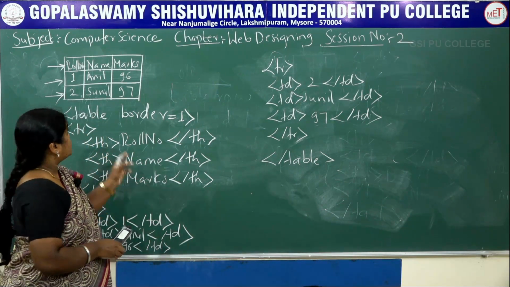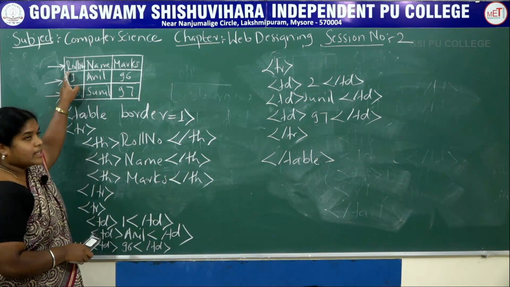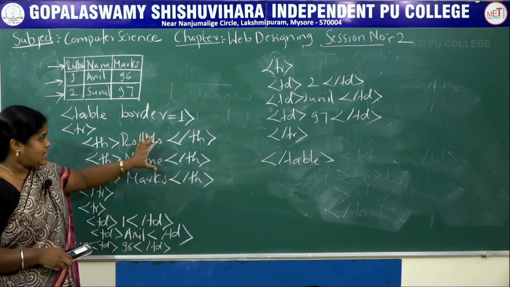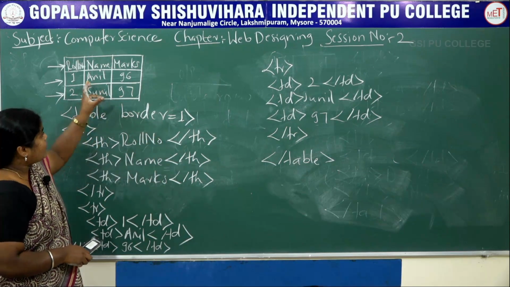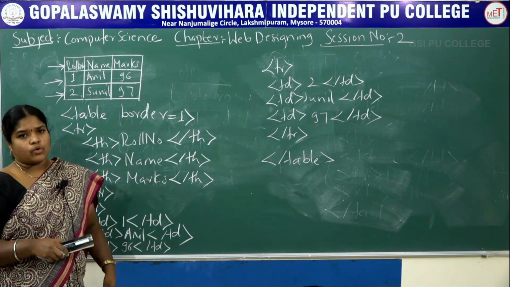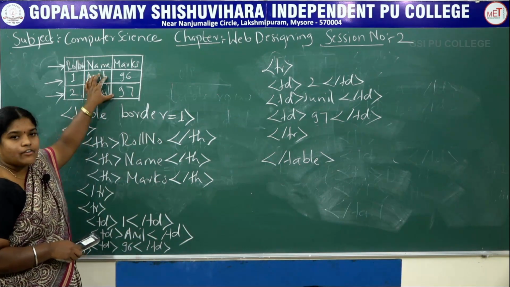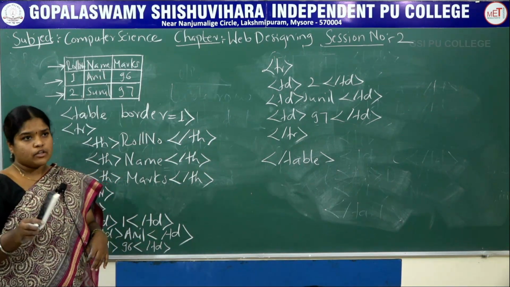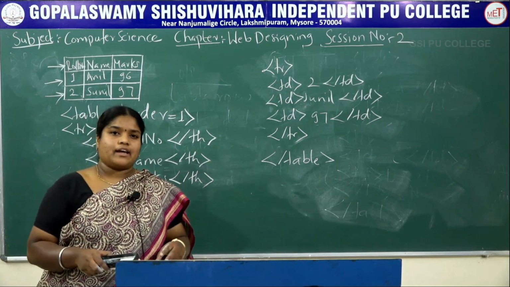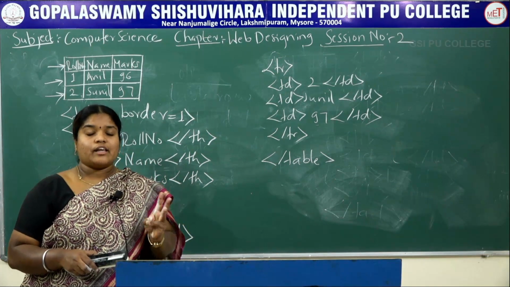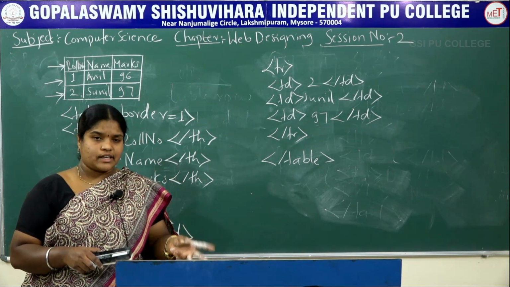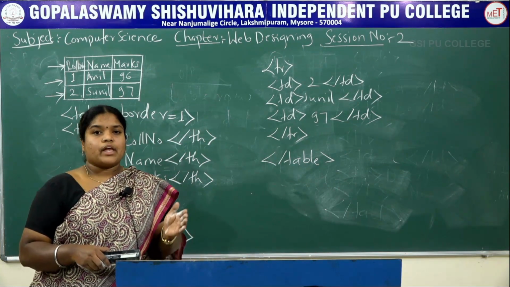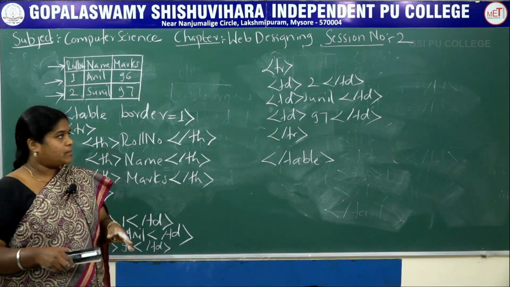I hope it is understood. So the first row is entirely headings. So we have used the tag TH for the first row. After that, in the next 2 rows, there is the data within that particular table. So we have used TD. So finally, for the table tag, we are going to use 3 important tags here, that is TR stands for table row, TD stands for table data, and TH stands for table heading.